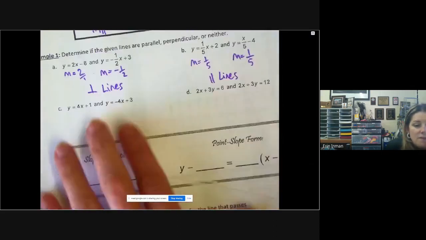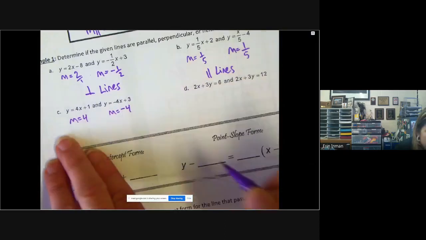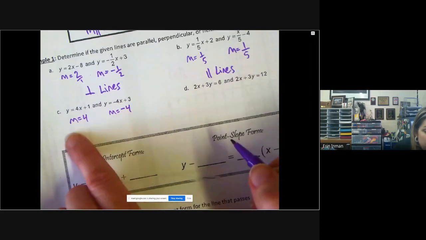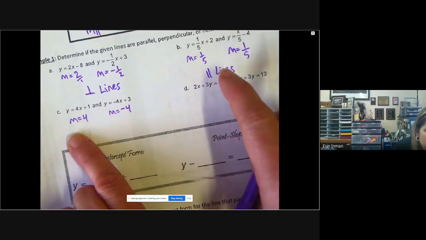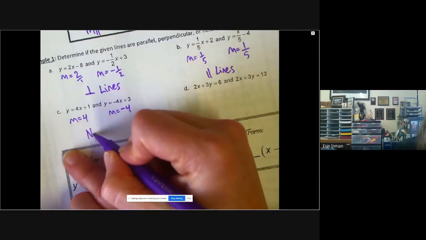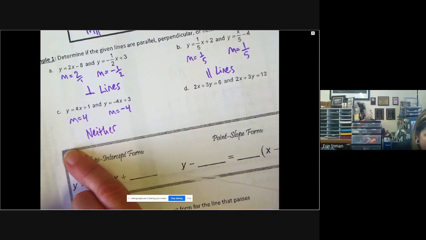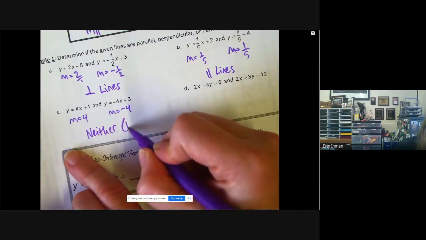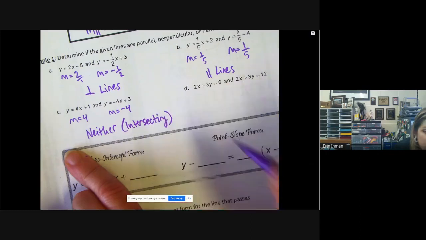Okay. In this next example, notice my first slope is 4 and my second slope is -4. And so these are opposite, but they're not reciprocals. Okay. The slopes are different, but they don't meet both criteria for perpendicular lines. So these are just neither. They aren't parallel, they aren't perpendicular, they're just intersecting lines. Okay. So perpendicular lines do intersect, but they intersect at a right angle.